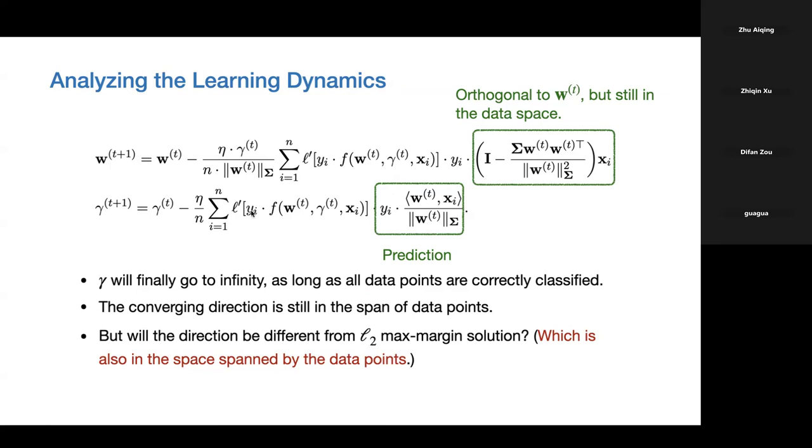Now we know that, as we have mentioned, the update of W is always in the data space, the linear span of the data points. And remember also the L2 max margin solution is also in the space spanned by the data points. So we can ask, will the direction be different from the L2 max margin solution? Because they are both in this space spanned by the data points, it is also likely that after adding the batch normalization, it will still converge to the L2 max margin solution.